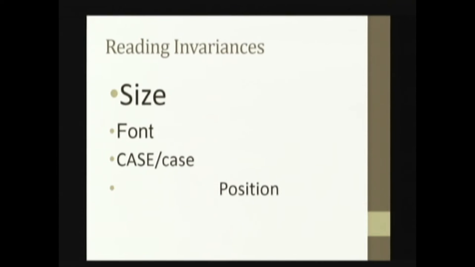So there's something called reading invariances, which means things that don't matter that much when you read. If it's big or small, you're going to be able to read the word. If there are different fonts, we're all familiar with different fonts and handwriting styles, and we can read it all without difficulty. Uppercase, lowercase, and position. Wherever it is on the screen or on the piece of paper you're reading, you're going to be able to identify these words.